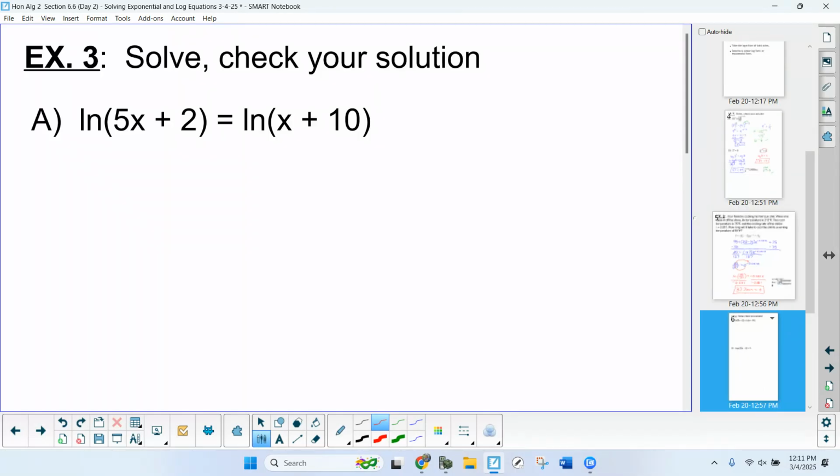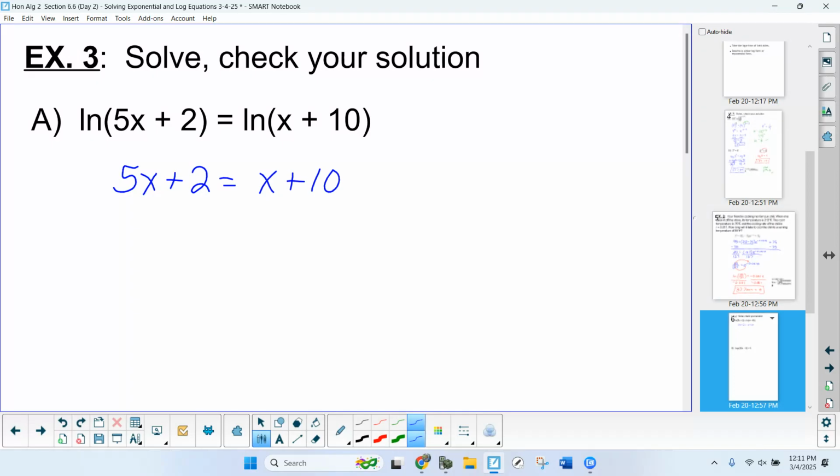Natural log of 5x plus 2 equals natural log of x plus 10. Jordan, what do I do when I have the natural log of this equal to the natural log of that? She said just set them equal. Guys, these are the ones sometimes are so easy you make hard. If you have the log of this equal to the log of that, this and that are equal. Okay, and now it's linear.